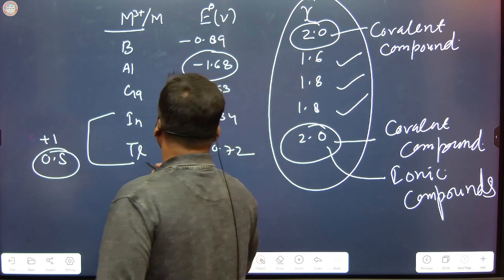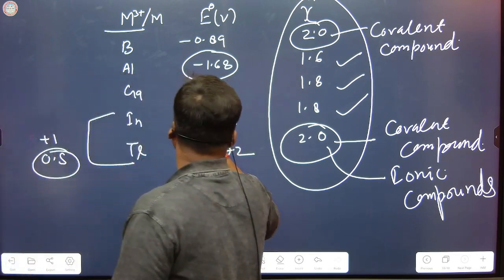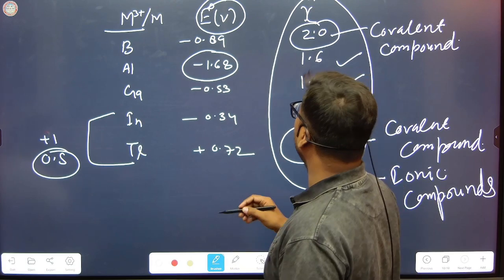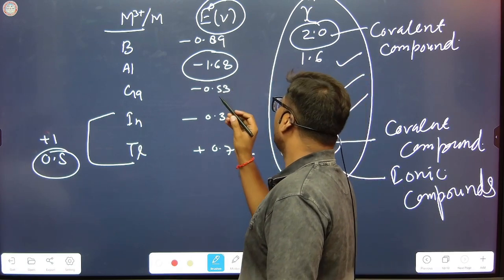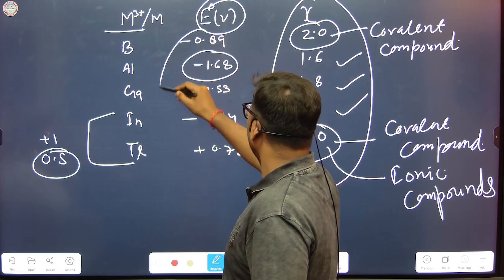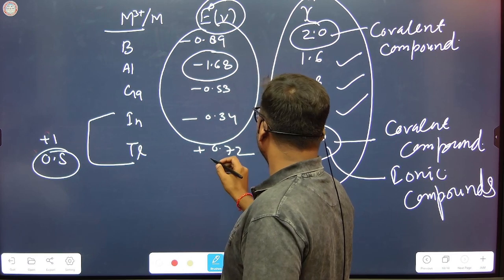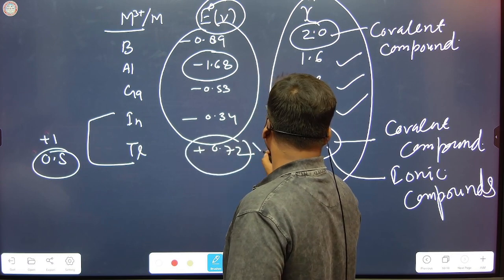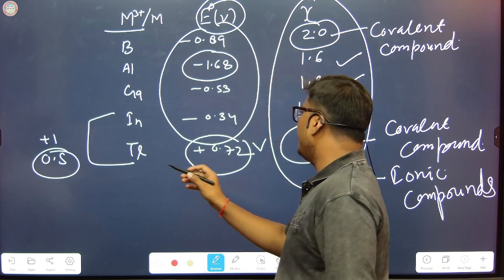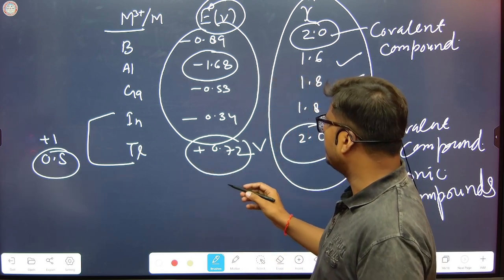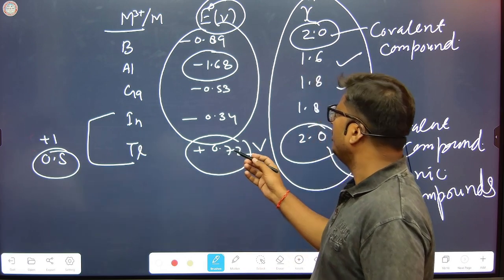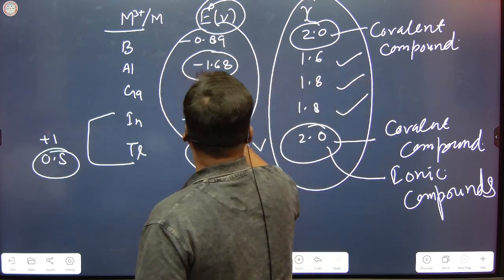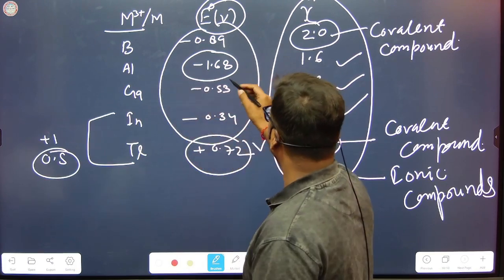And once you talk about standard electrode potential, right? So all these elements actually possess negative standard electrode potential, right? So only thallium possesses positive standard electrode potential, that is plus 0.72 volt. So this confirms that thallium is inert, or not highly reactive compared to the rest of the other elements of the same family, that is boron, and most important, aluminum, 1.68.